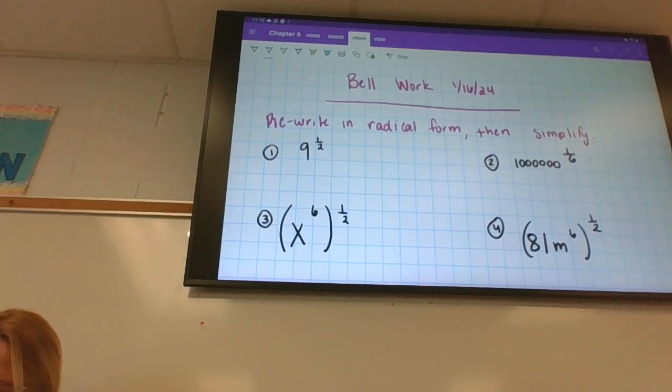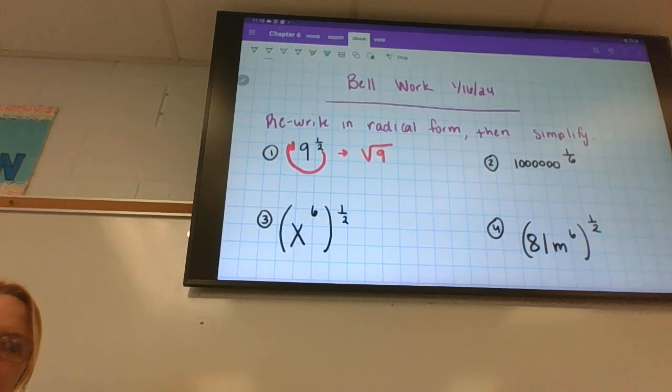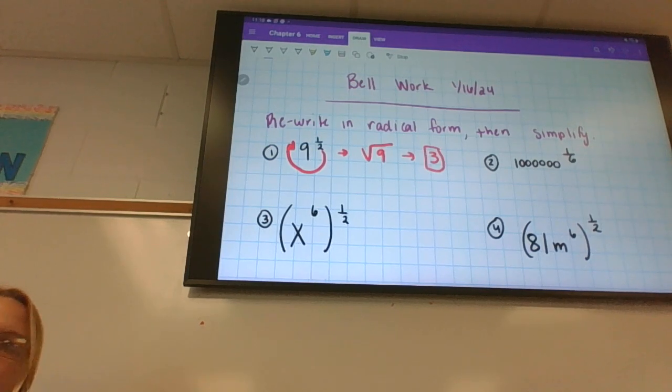Alright, so we're going to bring the 2 down and around and rewrite it in radical form. This is the square root of 9, which is 3. You guys are going to be quiet now while I'm going through these, okay?